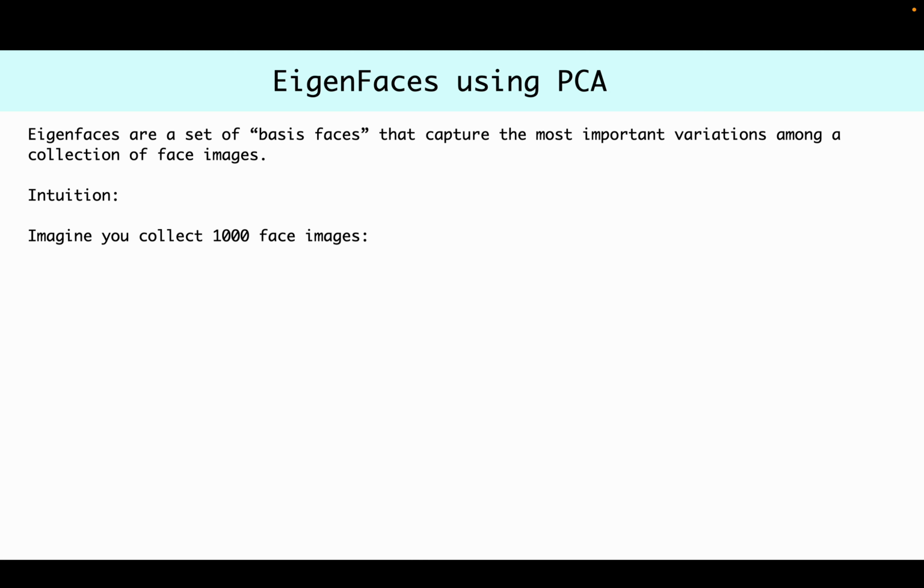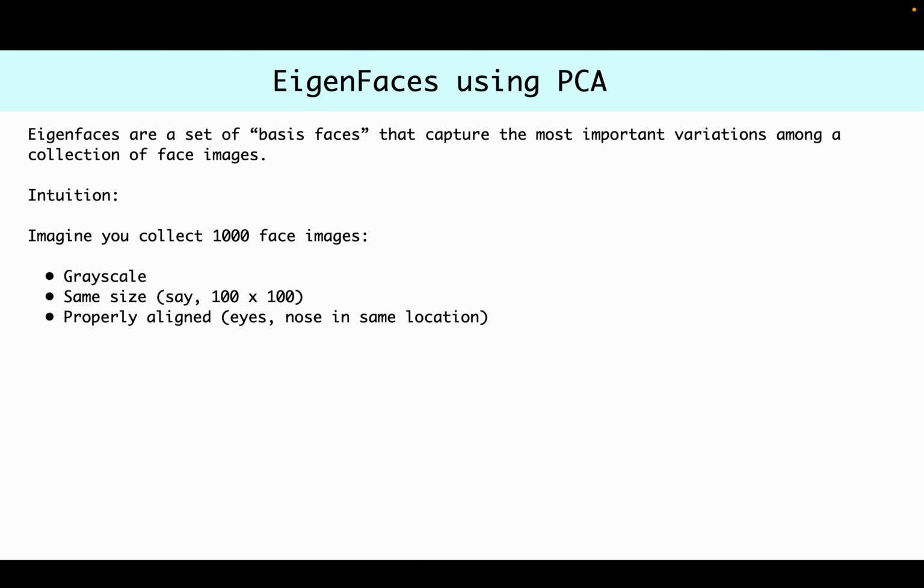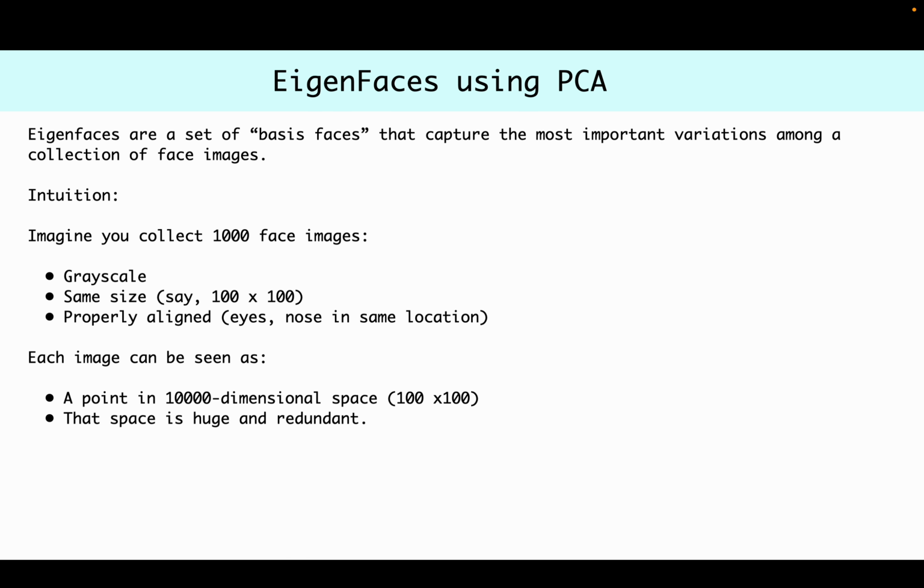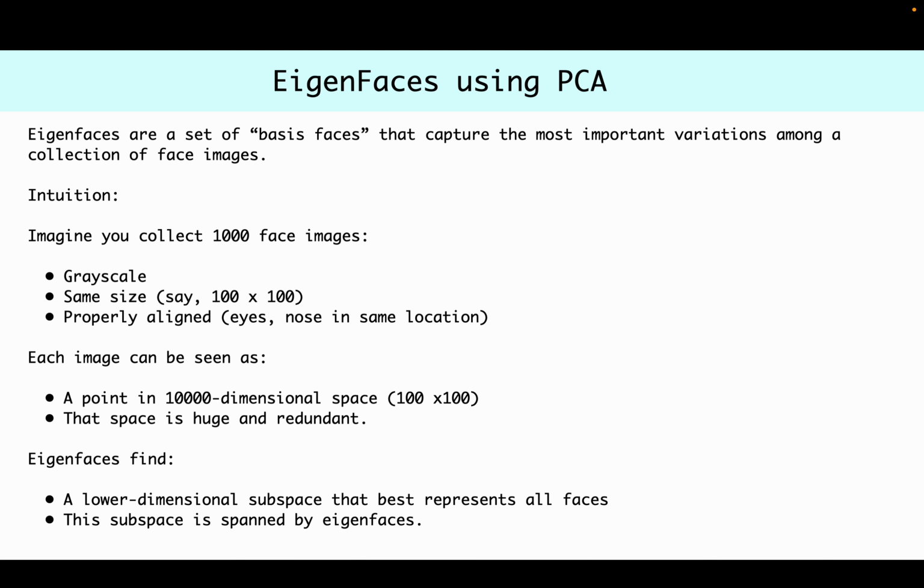So let's consider 1000 face images which are grayscale and of size 100 cross 100, and in all these images, we make sure that eyes and nose are aligned, and each image can then be represented as a 10,000 cross 1 vector, which is high, and there is a lot of redundant information. So we can use PCA to represent it in a low dimension, and this low dimensional representation of each face is called eigenfaces. So we use this representation to do face recognition.